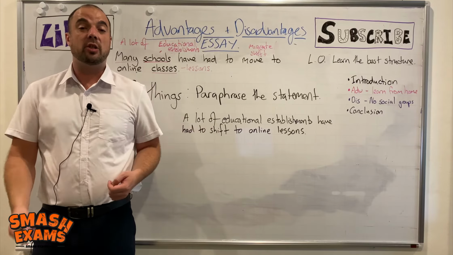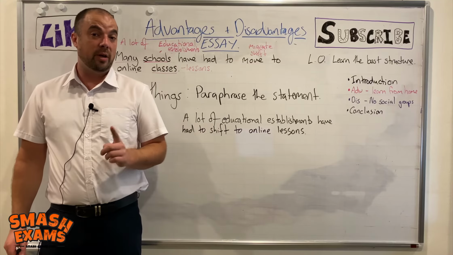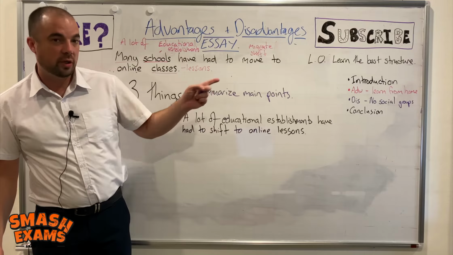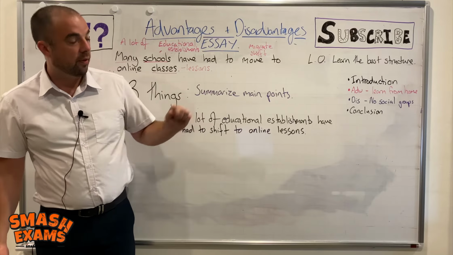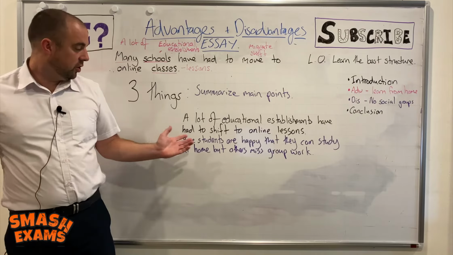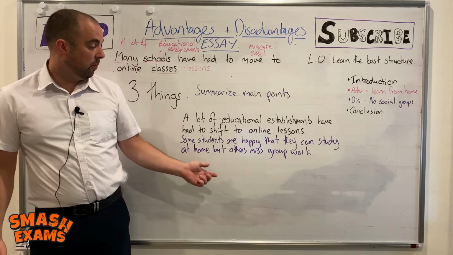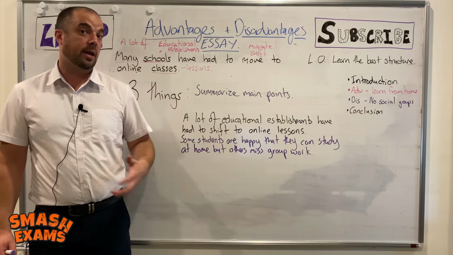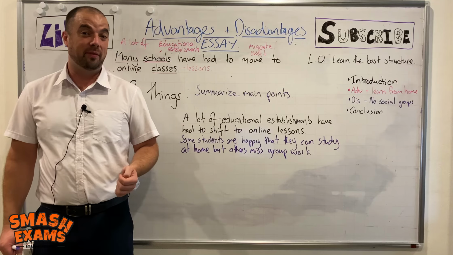We now need to mention our arguments, and again, we know this by looking at our plan. So to summarize our main point, we know that some students like to work from home, but others will miss the social dynamics. So let's write that in. Some students are happy that they could stay at home, but others miss group work. So we've summed up our 2 main arguments that are coming up in the rest of the essay.